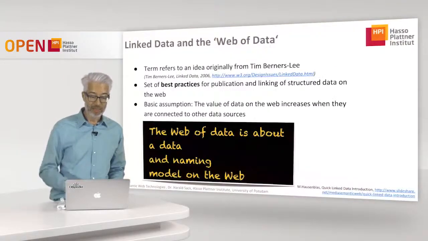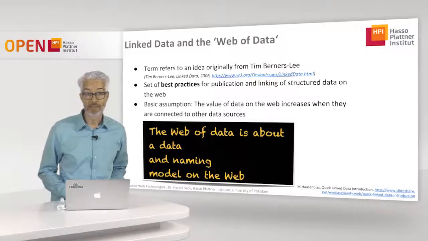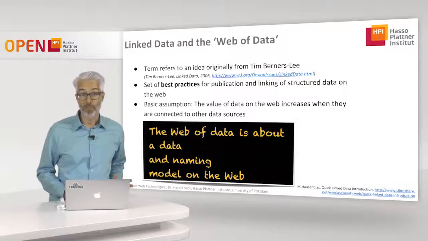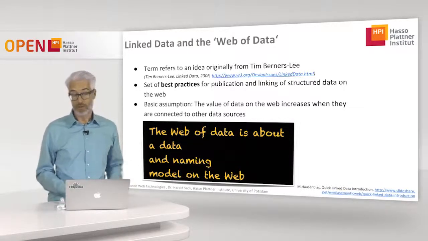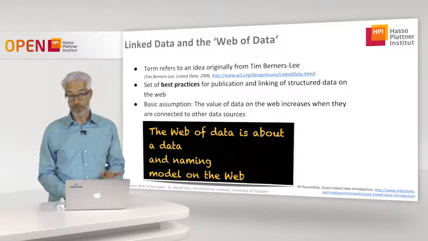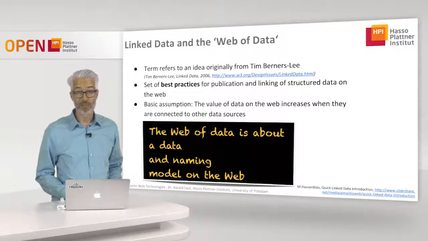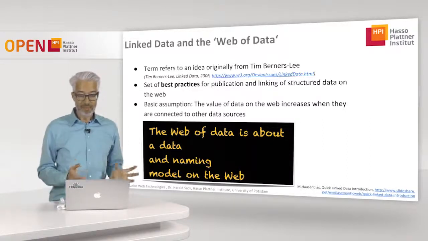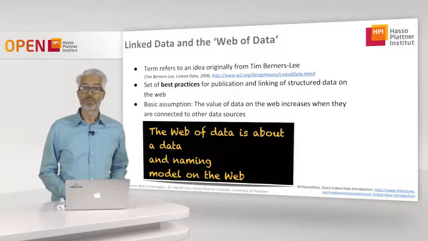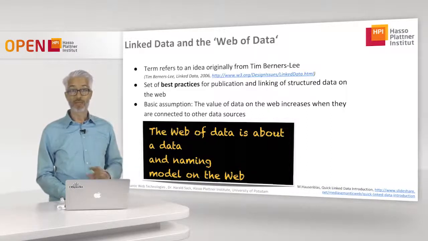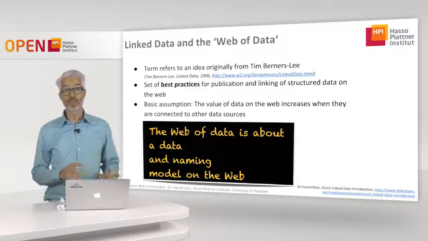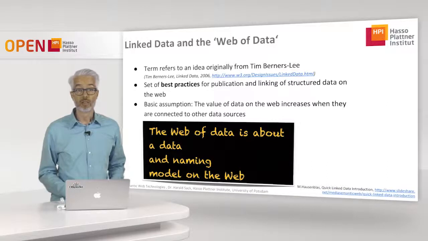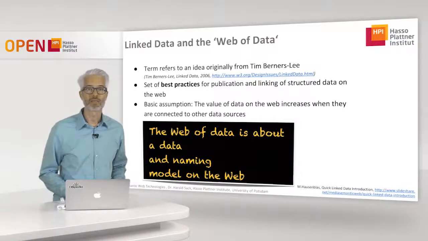But first, let me get to the term linked data, and related to that, the web of data. Where does it come from? It's rather old, at most 10 years now. Tim Berners-Lee, you know him, he's one of the fathers of the semantic web and also one of the fathers of the World Wide Web. He coined that term, or this notion dates back to an idea from Tim Berners-Lee, where he sorted out some best practices for publication and linking of structured data on the web in this 2006 document that you can access here.